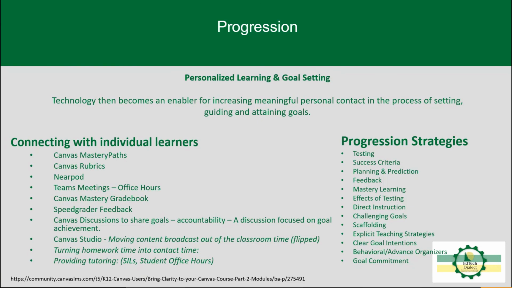So things like Nearpod can help with goal setting, and Canvas rubrics. Obviously, you can actually put your course goals, as they call them, outcomes, right within a rubric. You can make it for points or not for points because they have non-scoring rubrics. The Canvas Mastery Gradebook will then reflect those outcomes, and there's a whole list right there. Canvas Studio, I mentioned that.